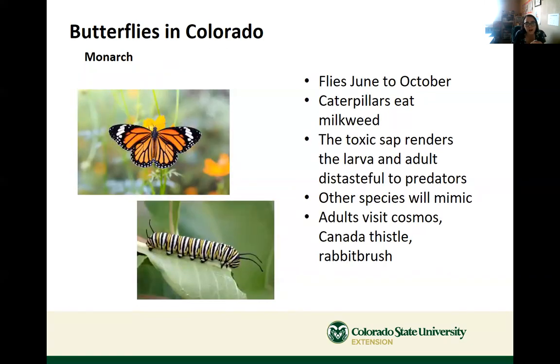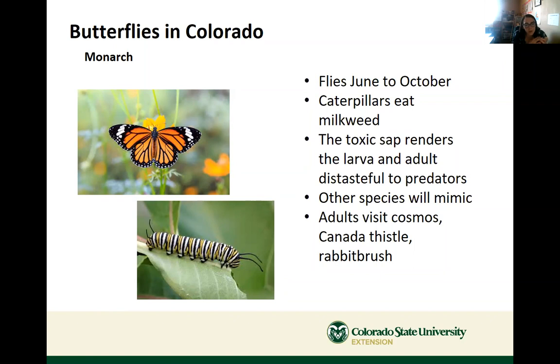Monarchs, of course, they're flying June to October, so they're kind of out more in the fall. The caterpillars pretty much exclusively eat milkweed. That's why if you have a garden and you can grow some milkweed, that's great. And the sap of the milkweed is toxic, and that makes the caterpillar and the adult distasteful to predators. That's kind of a part of their game. They're able to eat that milkweed, and then other things don't eat them.